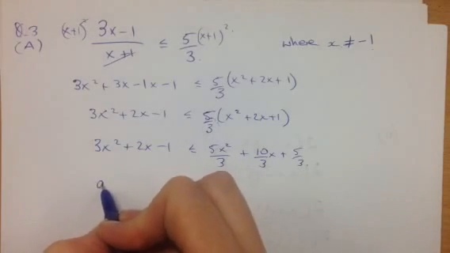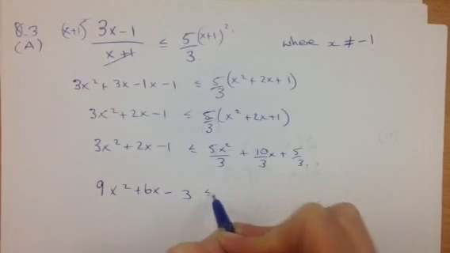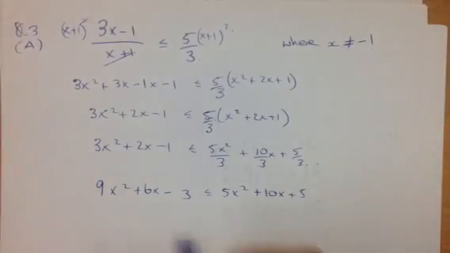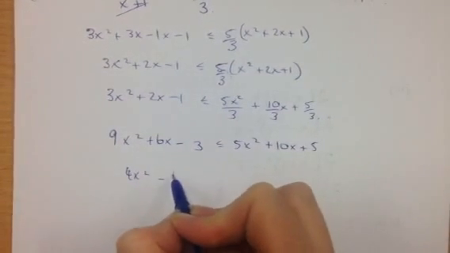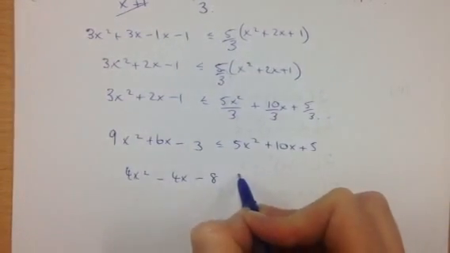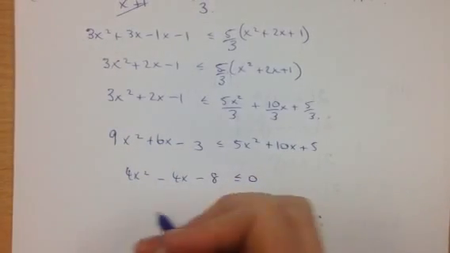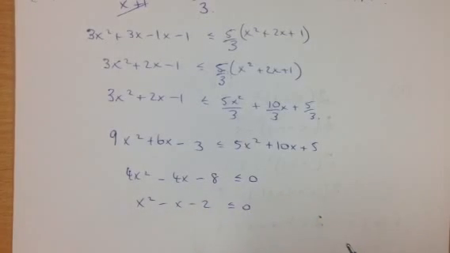That gives me 9x squared plus 6x minus 3 less than or equal to 5x squared plus 10x plus 5. You can move it all to the left. You end up with 4x squared minus 4x minus 8 less than or equal to 0. I'm going to take a 4 out in common and divide both sides by 4. That's x squared minus x minus 2 less than or equal to 0.